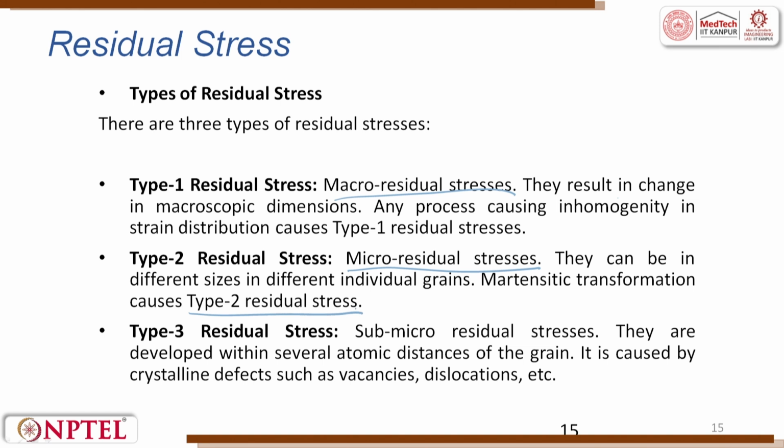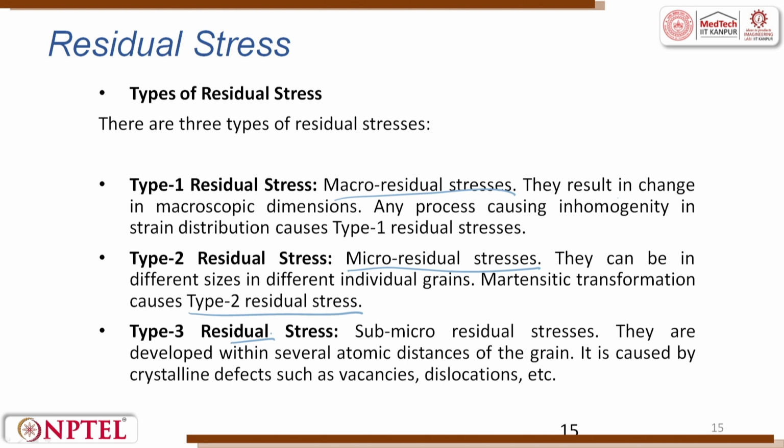So, type 1, what you can see by eyes is macro. What you can see under a microscope is called type 2. So, it is micro residual stresses. They can be in different sizes in different individual grains. Martensitic transformation causes the type 2 residual stress.